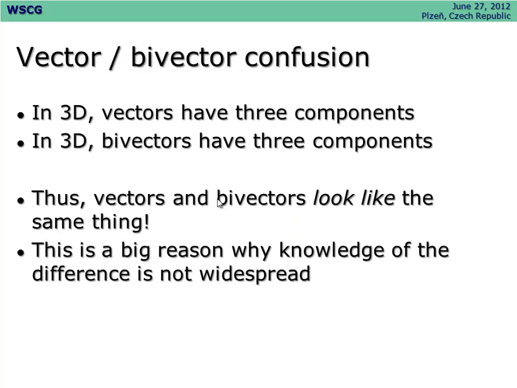Okay, so before I get more into 4 dimensions, I wanted to talk about the confusion between vectors and bivectors. Since they both have 3 components in 3 dimensions, a lot of people don't realize that there's any difference. They look like the same thing. It is a 3-component vector, 3-component bivector. This is a big reason why the difference between the two isn't really well understood or widespread.